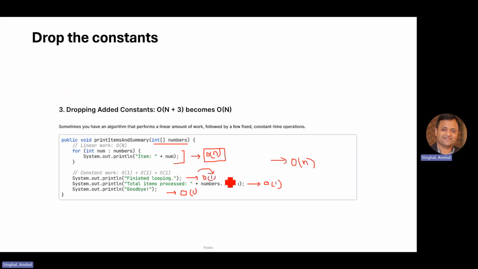The printout steps will finish very quickly. But this loop will keep running until we finish going through all the numbers in this array. So in terms of dropping the constants, ideally it's order of n plus 3, right? This is what we said. But we can basically drop this constant and it will be order of n. Okay.